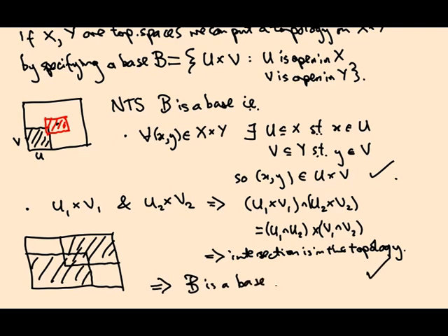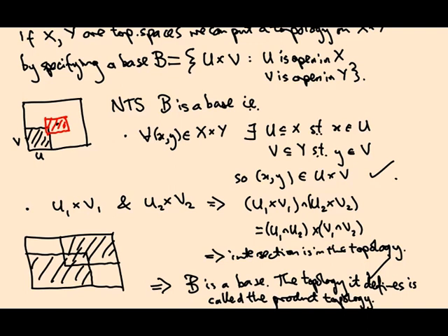And the topology it defines is called the product topology. So specifying a topology by writing a base for the topology can be a very efficient way of working. In the next video, we'll see a different way of doing it, for constructing topologies on subspaces. So that's next.